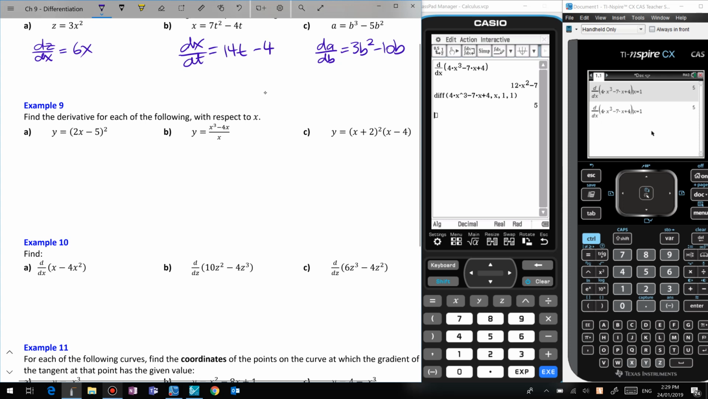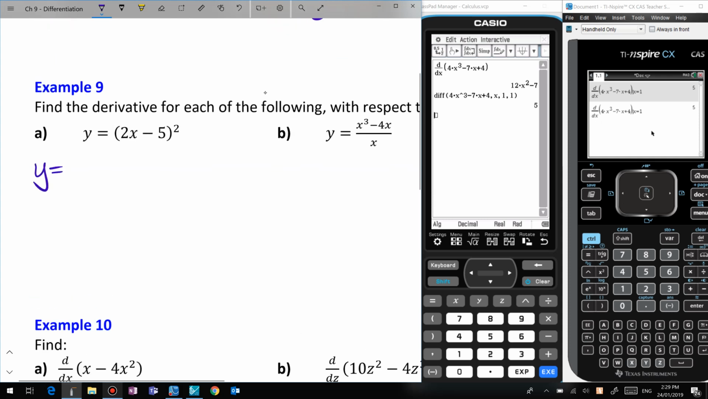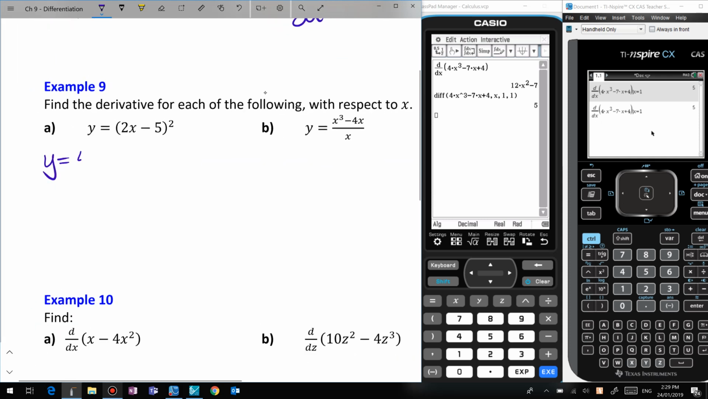Alright, if we want to derive this, we could use a chain rule. If you haven't learnt that yet, you can just expand it. So first we say y equals, let's zoom in a bit, 4x squared minus 20x plus 25, dy/dx. We get 8x when we bring that 2 down to the front, minus 20.